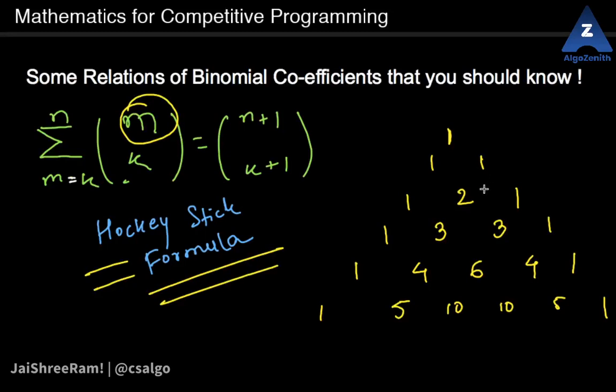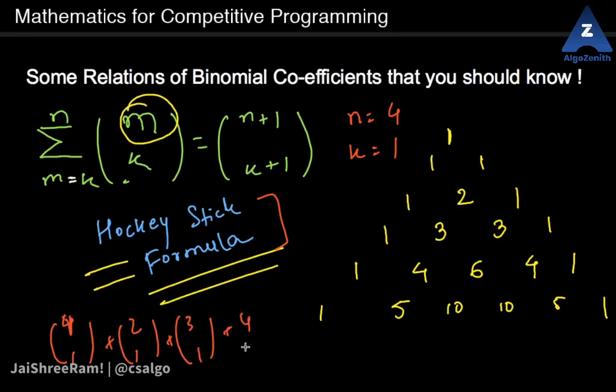Let's first understand why this is called hockey stick. So let's take a case: let's say n is equal to 4 and k is equal to 1. That means we are talking about 1 choose 1 plus 2 choose 1 plus 3 choose 1 plus 4 choose 1, right? And this would come out to be 10, right? This would be 1, 2, 3, 4 and 10, right?